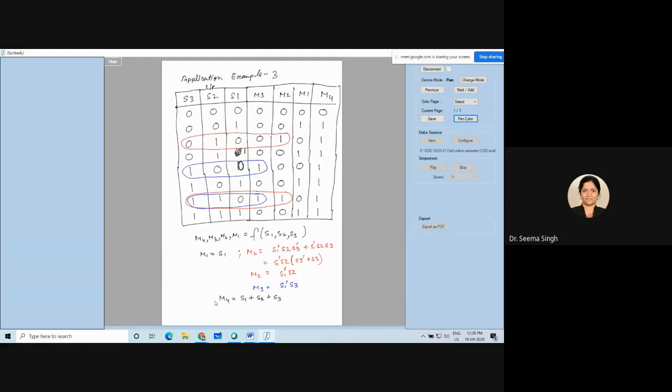Only in one case M4 will be 0: when S1, S2 and S3 are all 0, then only M4 will become 0. Which is this case? This first row. The first row says when S1, S2, S3 are all 0, 0, 0, then M4 will also be 0. Otherwise, M4 is 1 all the time. Right? M4 is on all the time.